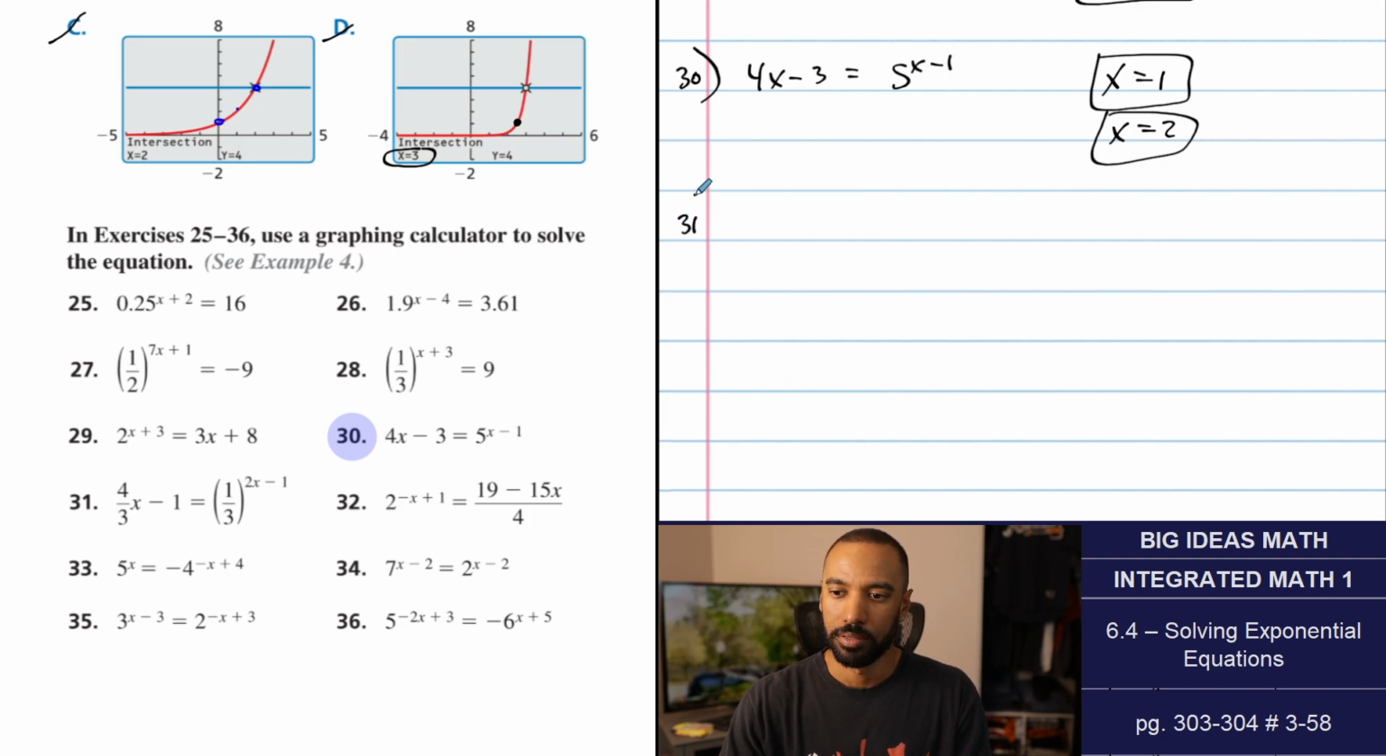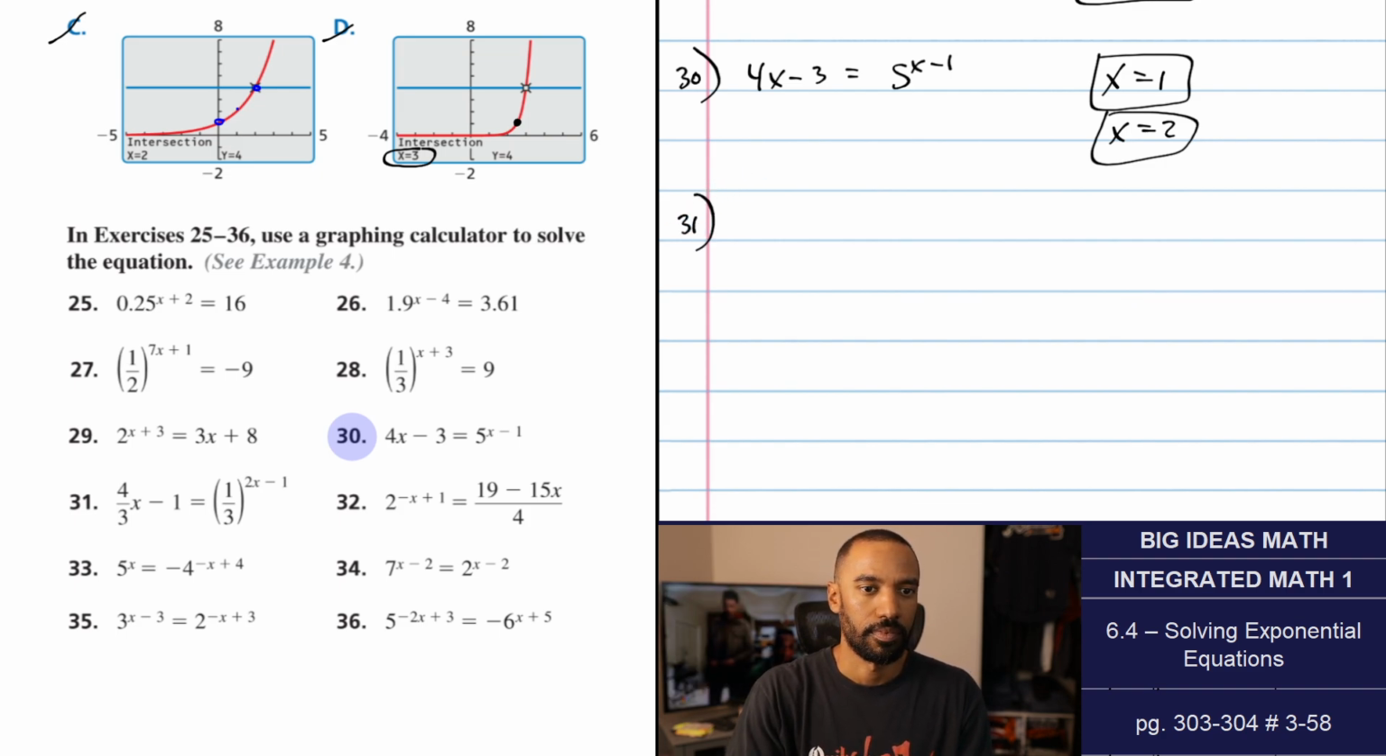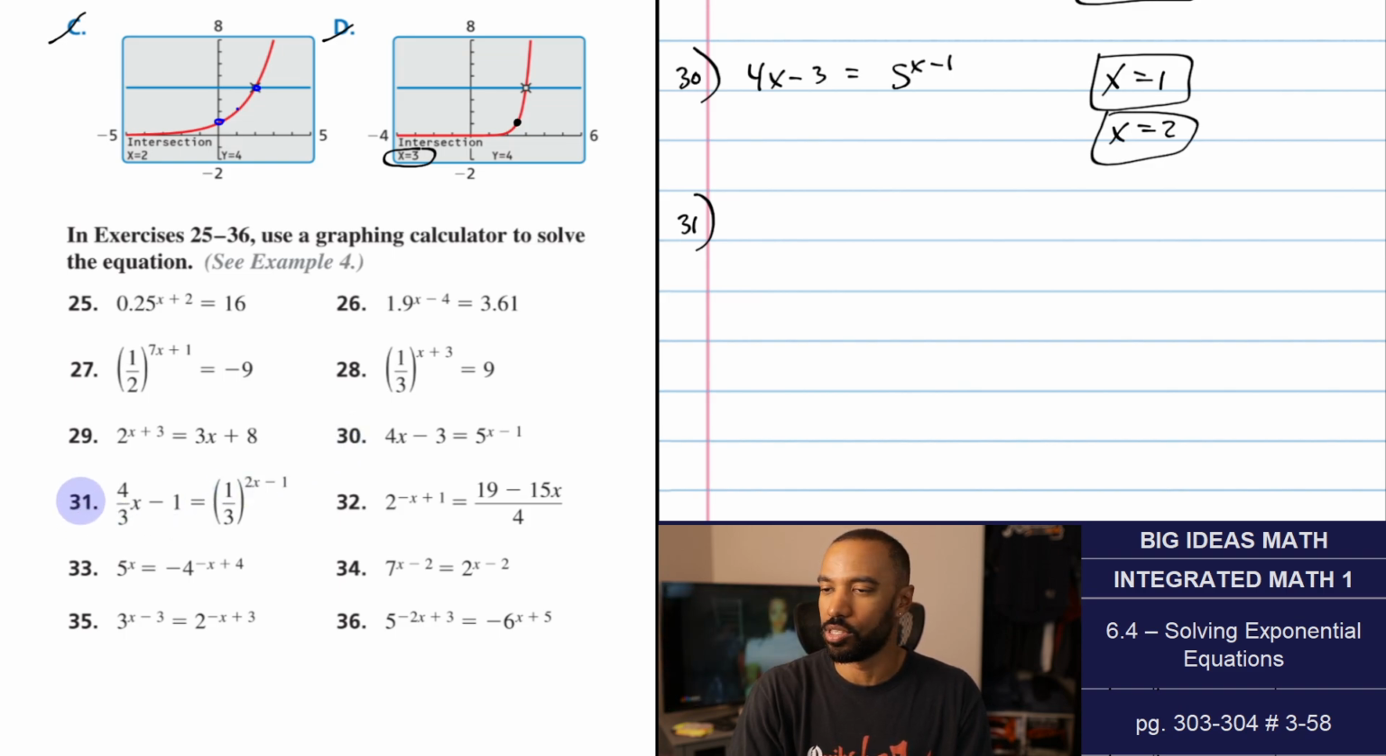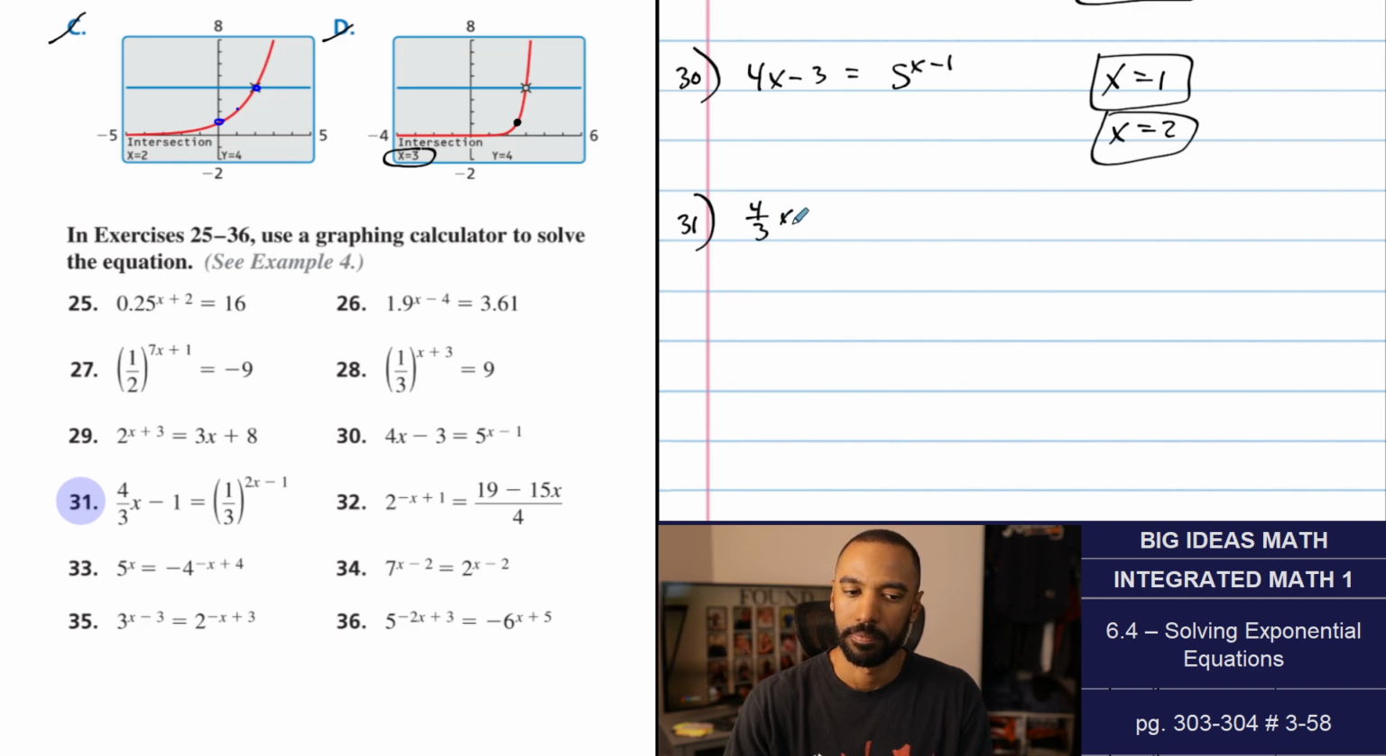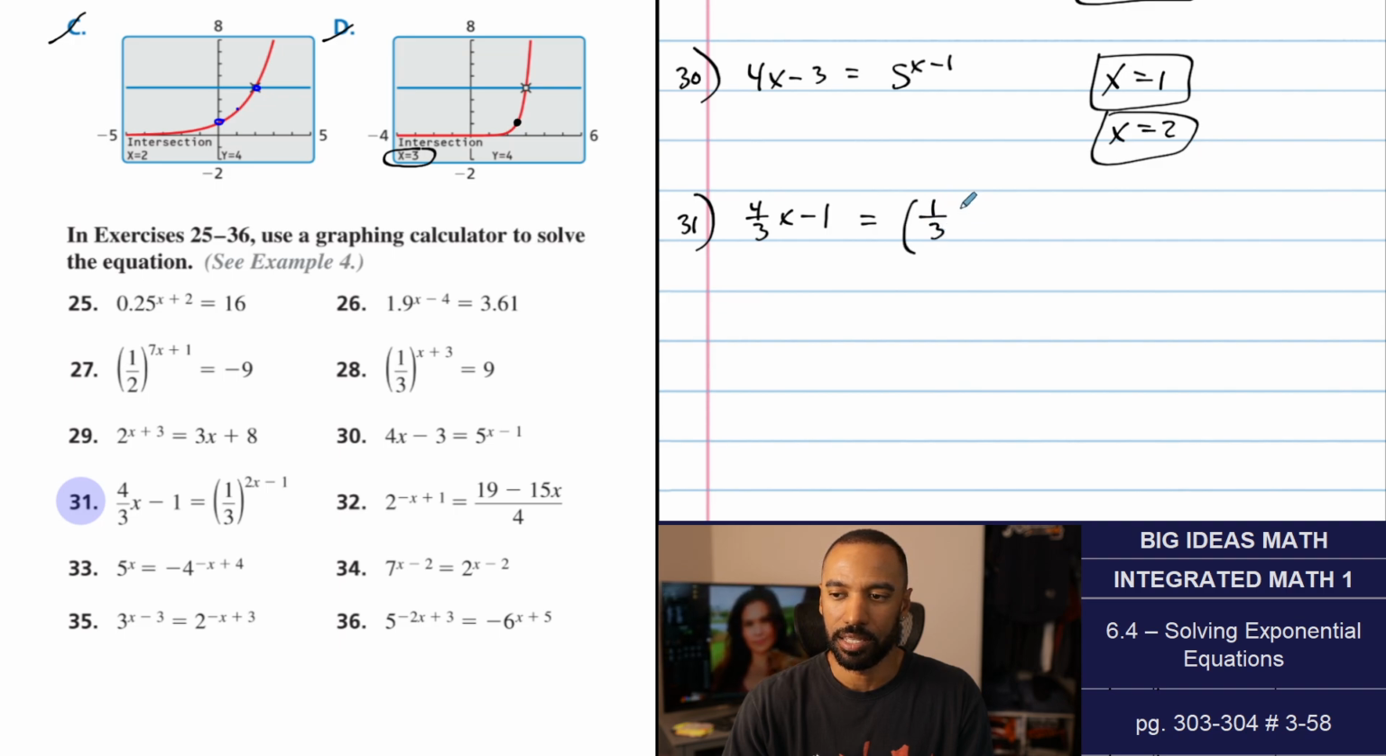Number 31. We have 4/3 x minus 1 equals 1/3 to the 2x minus 1 power. Once again, when you have variables in the exponent and variables outside of the exponent, it's not really easy to solve algebraically. So let's bless the graphing calculator for those ones if we're not in IM3 and using logarithms.